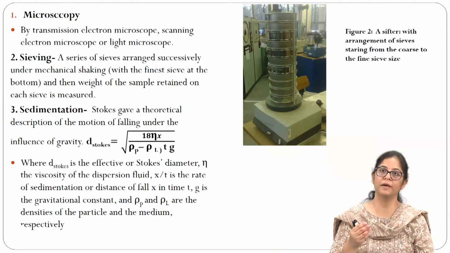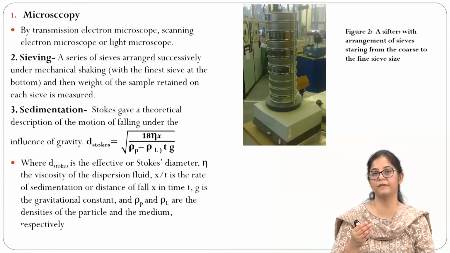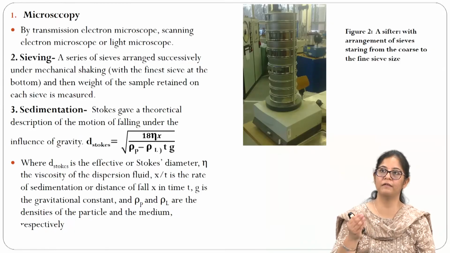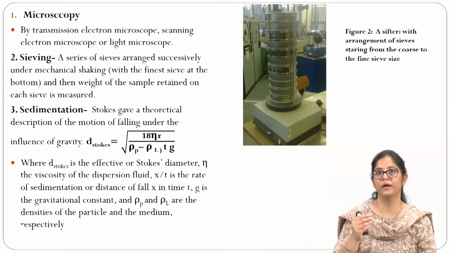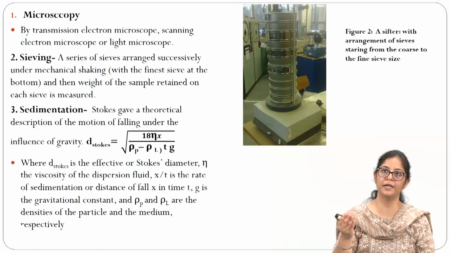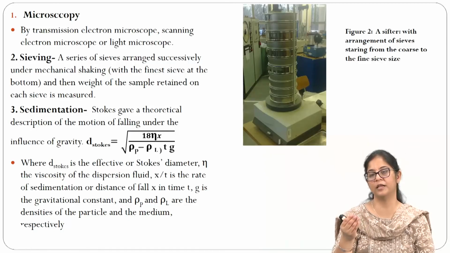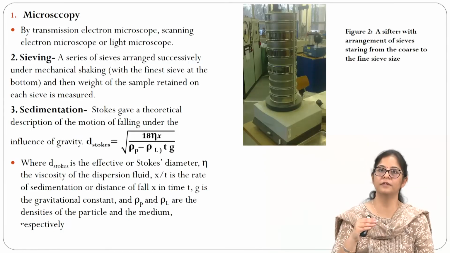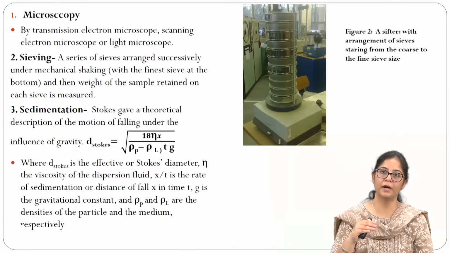Then next is sieving. So this is weight based measurement of the sizes. A series of sieves, as we can see here in figure 2, are arranged from the crudest to the finest sieve, which is at the bottom, and the weight of sample retained on each of the sieves is measured, and then it is correlated with the size of the particles.